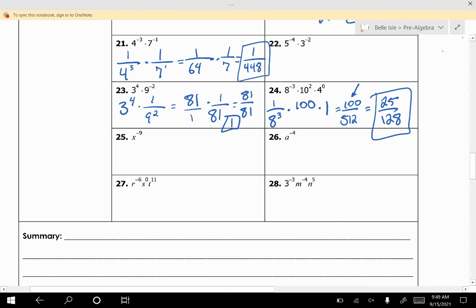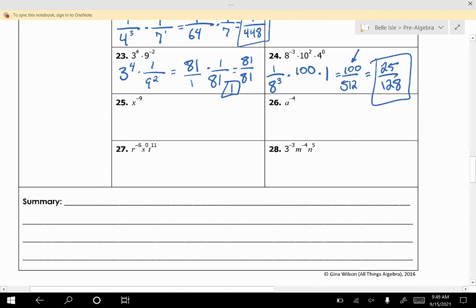Okay, last two that we're going to do are 27 and 28. I'm going to roll through them with you. Okay, try and do them on your own as I'm going. We've got number 27, which is r to the negative 6 times s to the 0 times t to the 11th power. Okay, so we're going to have 1 over r to the 6th times 1 times t to the 11th power.